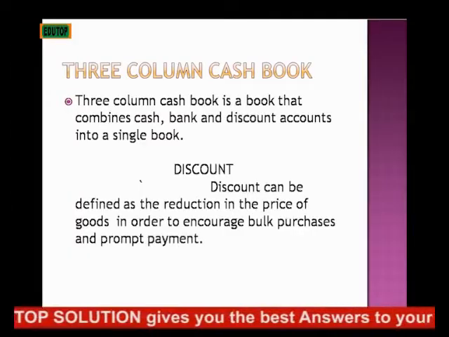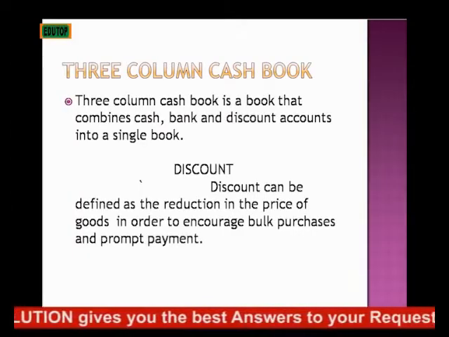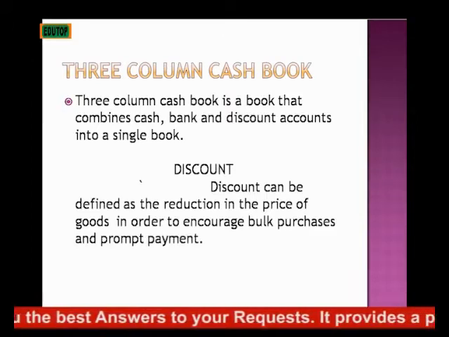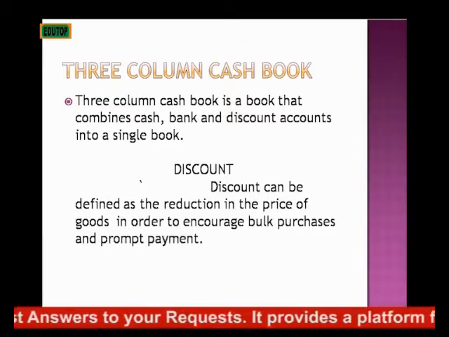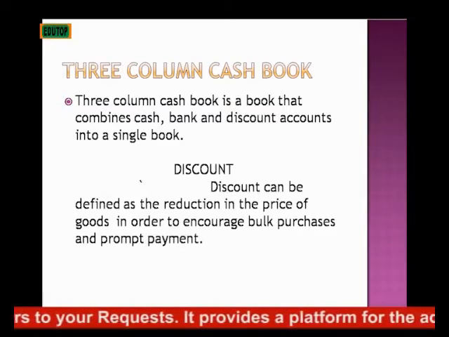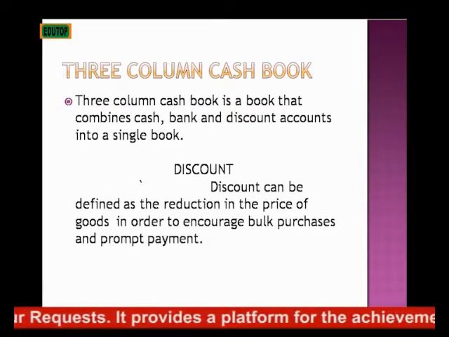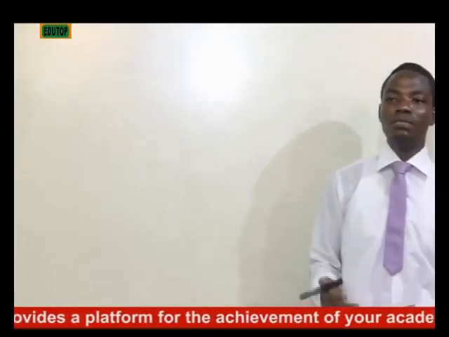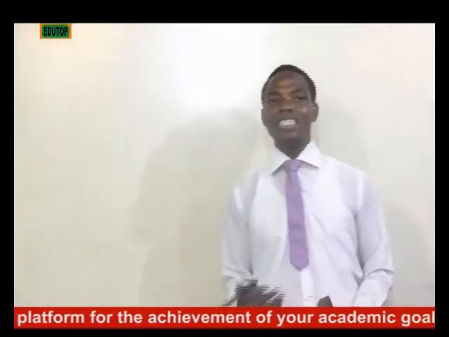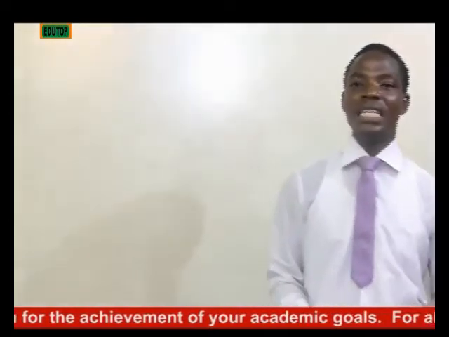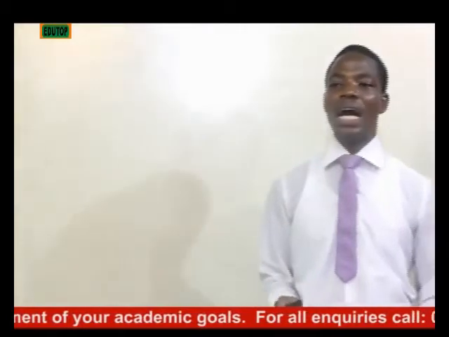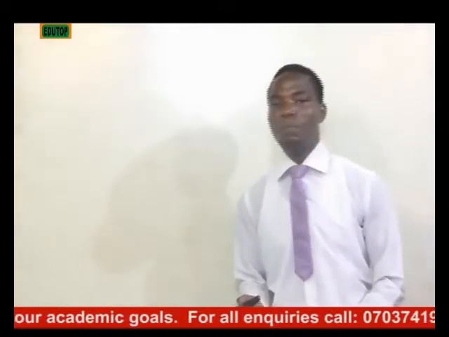Why are we giving discount in the 3-column cash book? Discount can be defined as the reduction in price of goods in order to encourage bulk purchases or prompt payment. So when a transaction is being made and the cash is being paid promptly, then it can encourage discount. The seller can give discount to the buyer because of the bulk purchases.